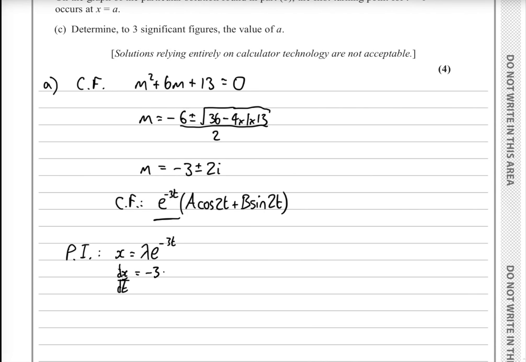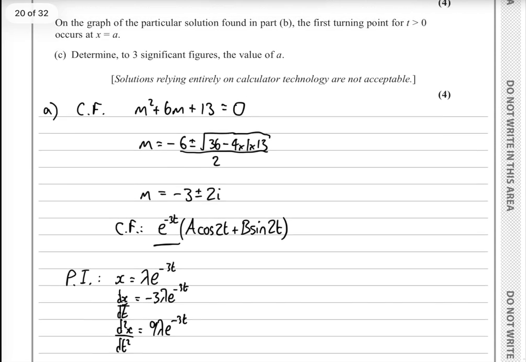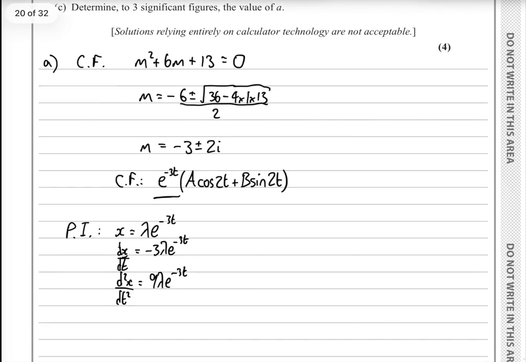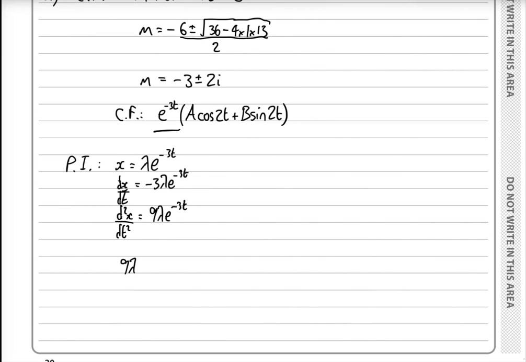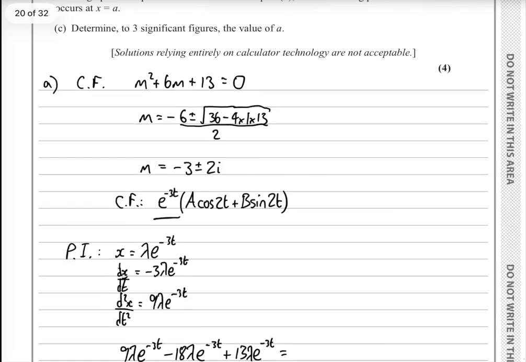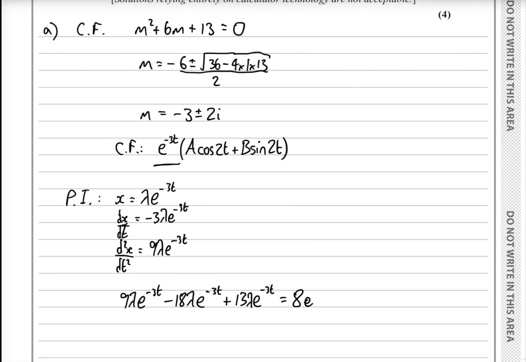Okay, that gives us minus 3 lambda e to the minus 3t. Second derivative brings it down again, that's 9 lambda e to the minus 3t. And we want one of those, 6 of the first derivative gives us minus 18, and then 13 lambda e to the minus 3t, and that all has to equal 8e to the minus 3t.